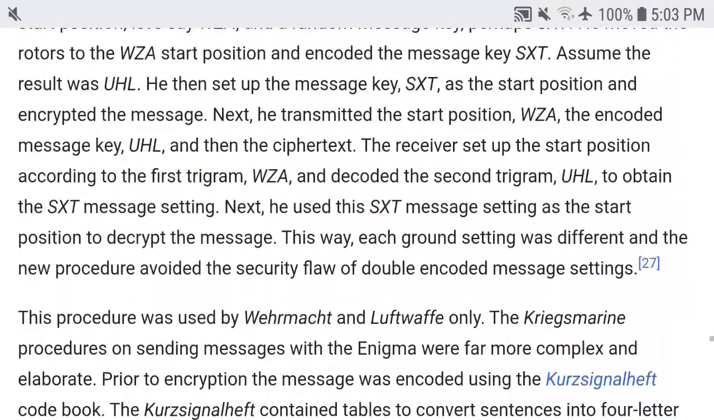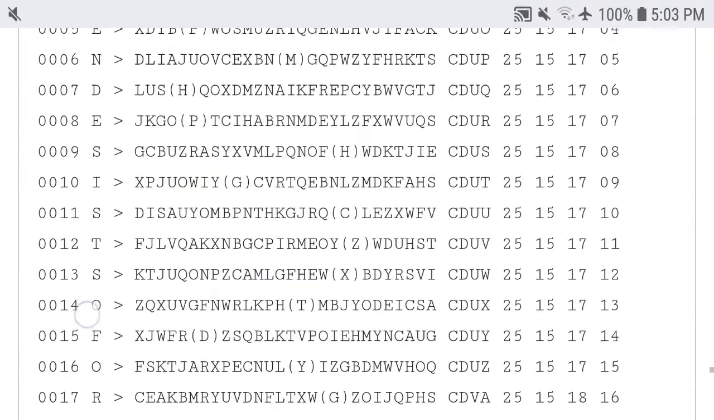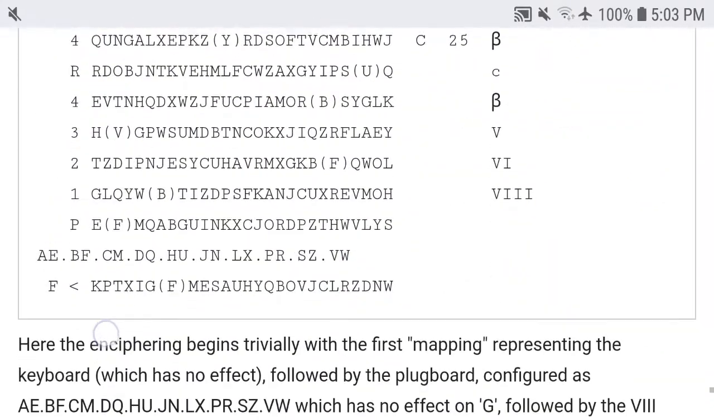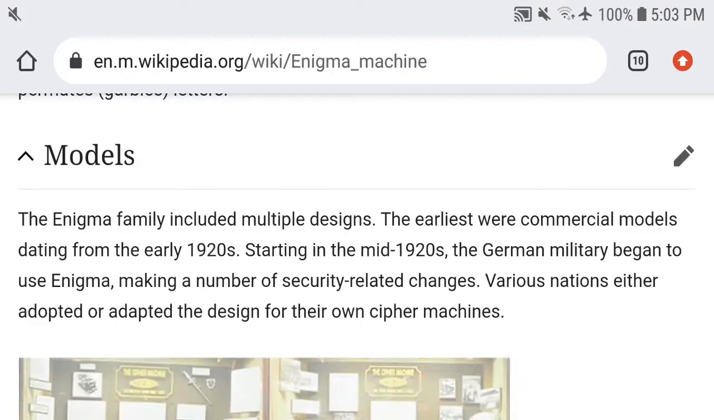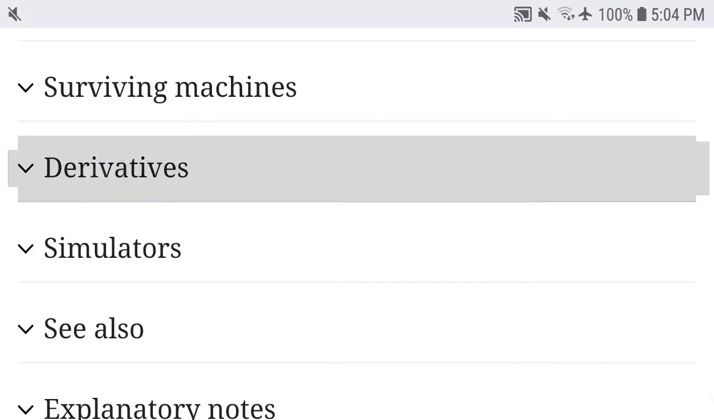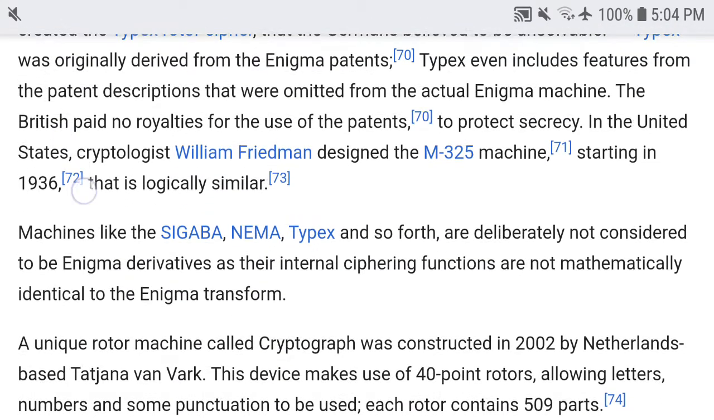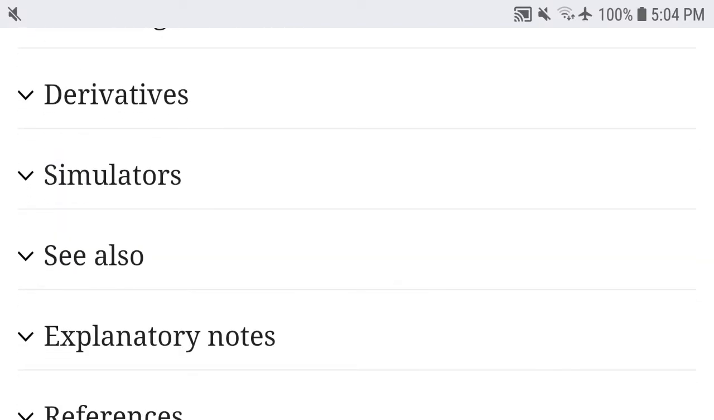I think that'll be it for today's discussion about the Enigma machine. There's actually a lot more to it, but I don't think I will read any of these. It's a little bit too technical for me. But there are models of it, surviving machines, and then derivatives as well. So it's probably the later machines that people built based on Enigma. Maybe they included some of the elements and then used them for themselves, with a little bit of modifying here and there.